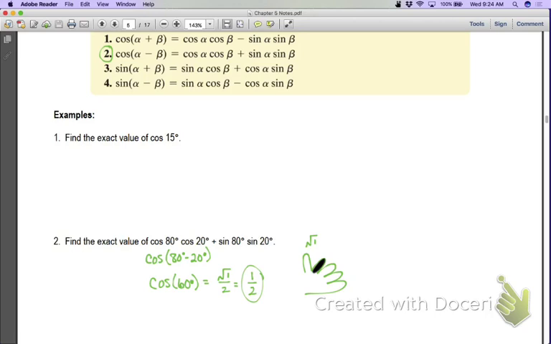The exact value means that it is, again, going to be either a fraction or some sort of radical. It may be a radical in a fraction. Most likely will be.